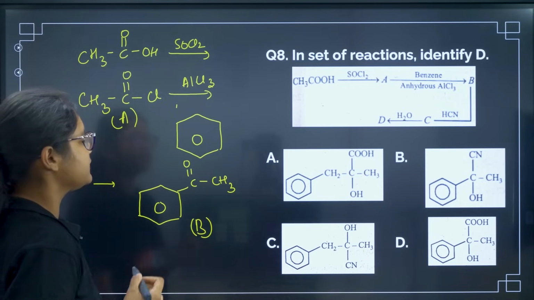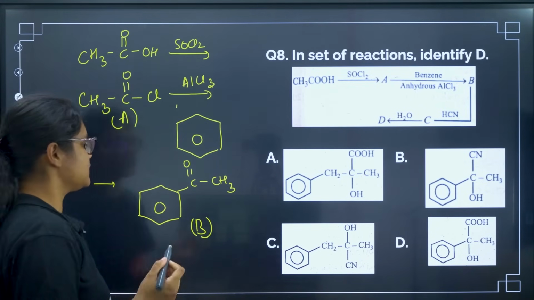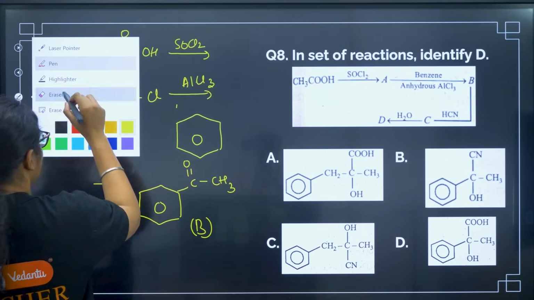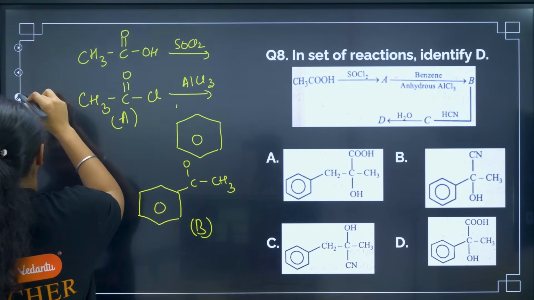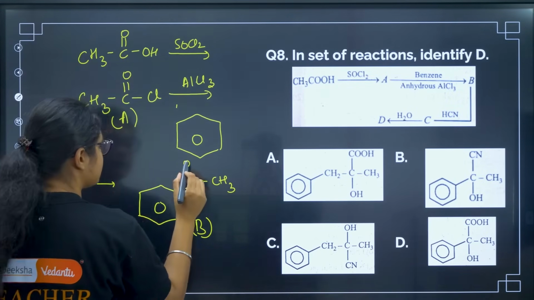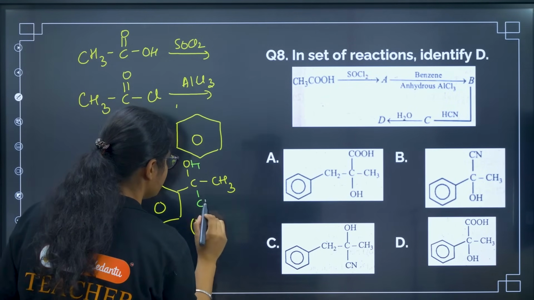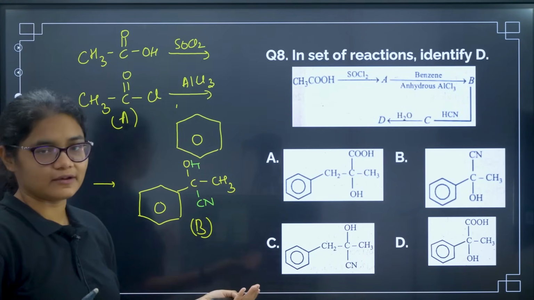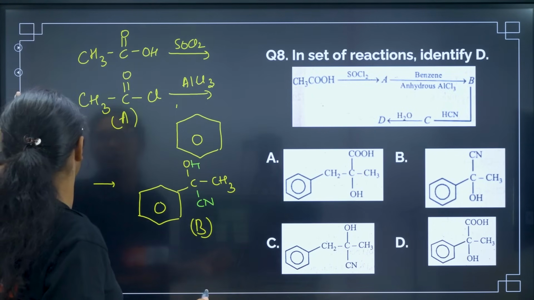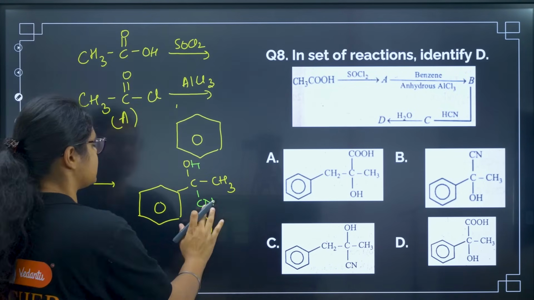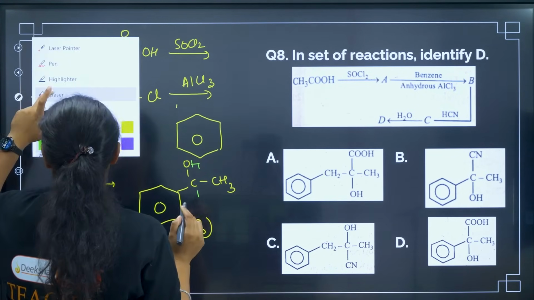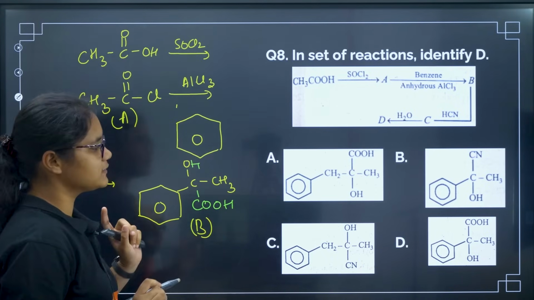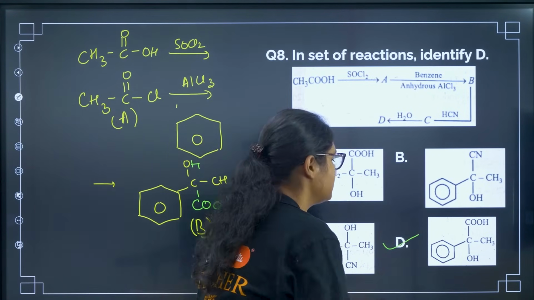Now after that it is treated with HCN. So nucleophilic addition will take place. So here the compound we will get, I'll change here. We will get OH and then CN. Now when you do hydrolysis, this CN will be converting to the carboxylic acid group. So here it will become now COOH. Okay. So the correct answer for this question will be option number D.